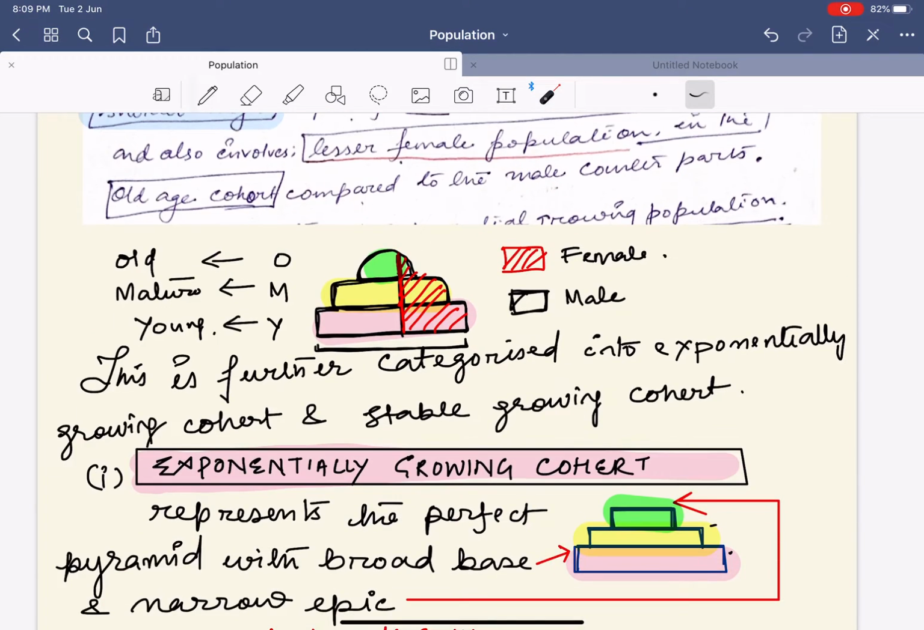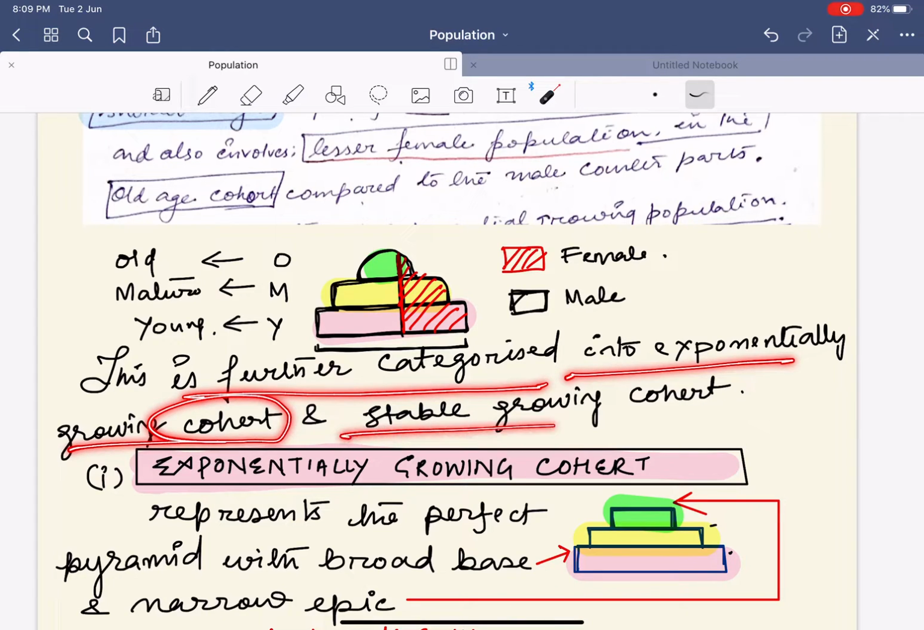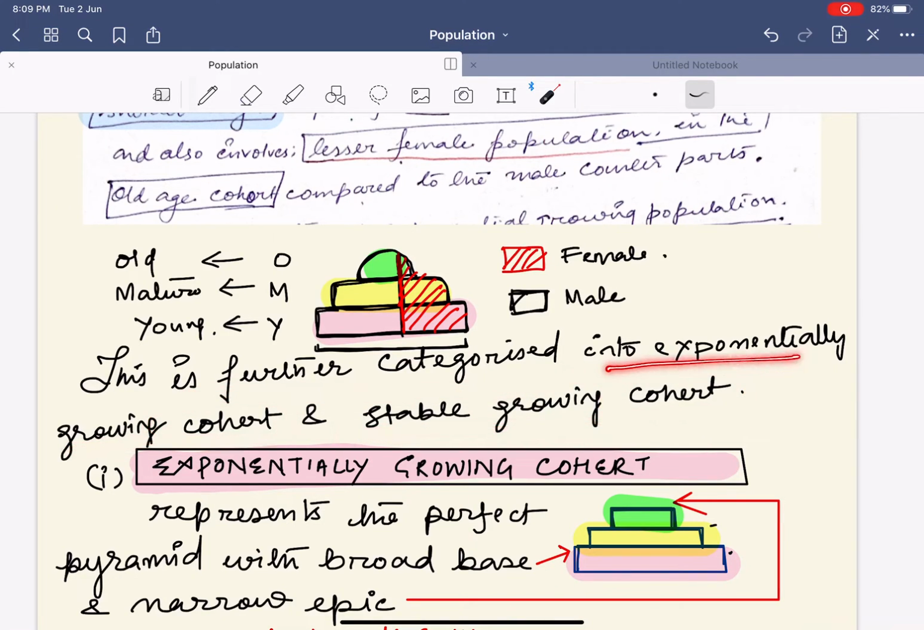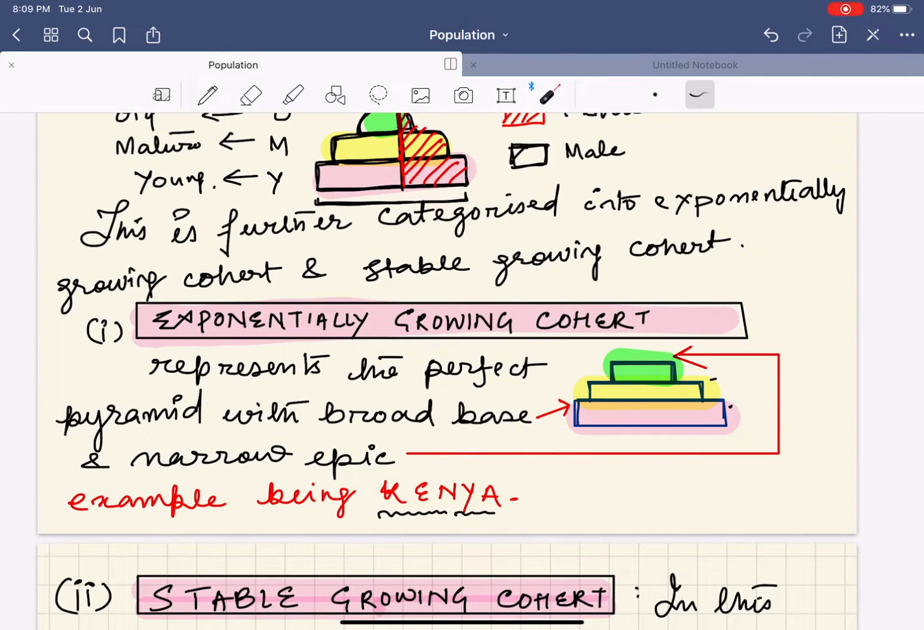Next, this is further categorized into exponentially growing cohort and a stable cohort. What is this exponentially growing cohort? We'll again understand this with a diagram. See, in this exponentially growing cohort, what you can see again is the broad base. Now this broad base, what does it suggest? That the population is growing in a very rapid manner. This is basically what the broad base suggests.